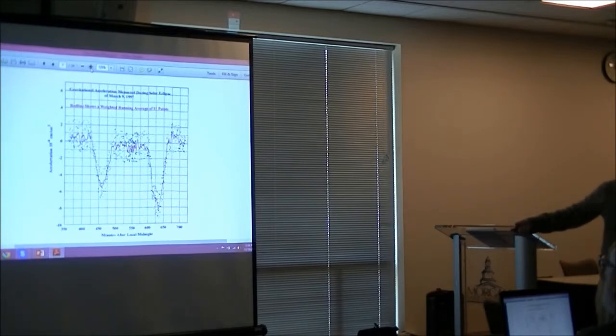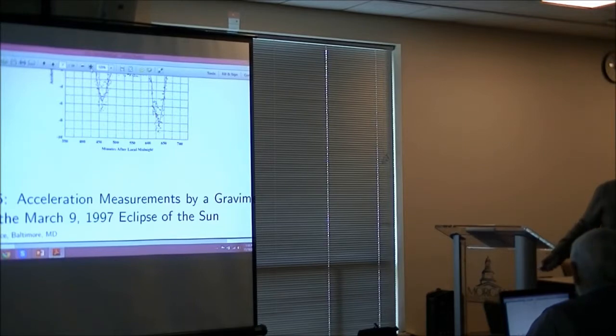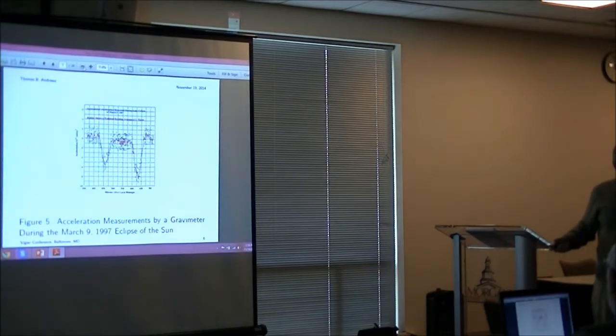Does that clear it up? Somewhat. When the shadow of the eclipse is here, this gravimeter is falling like in an elevator, and it doesn't feel this reduced acceleration of the sun. So it's a combination of free falling and not being in the region where the free fall occurs.